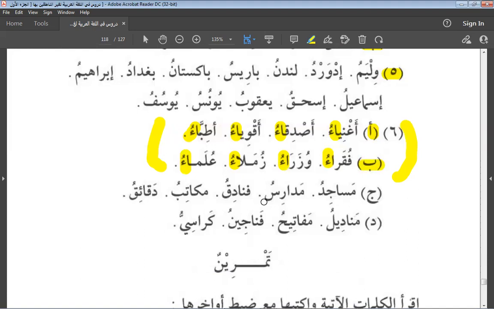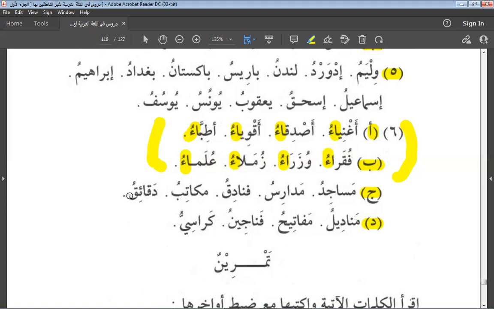We have masajidu, words that fall under the meter mafa'il, that is the jim. And then words that fall under mafa'ilu. Okay. I think the meanings, we have wuzara'u, ministers. Wuzara'u, plural of wazir. Zumala'u, plural of zamil, colleague, your colleague or mate.